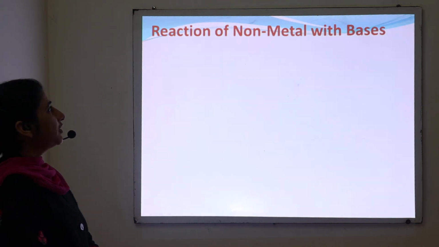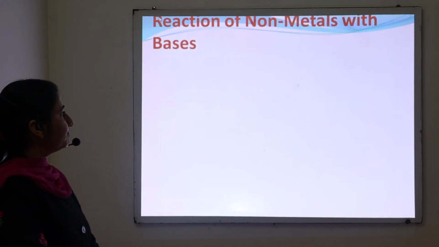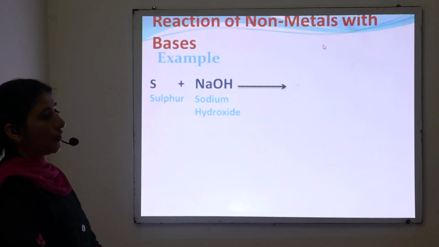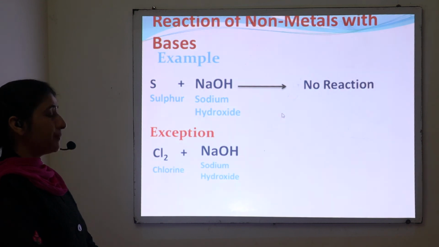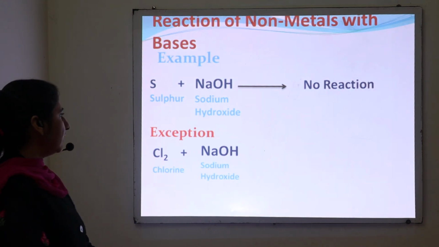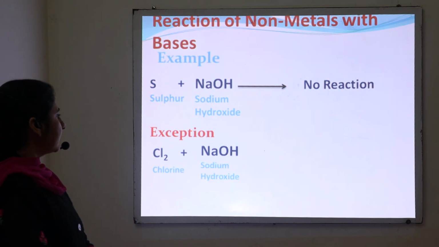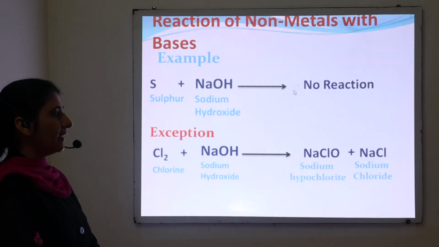Next one is the reaction of non-metals with bases. Generally, non-metals do not react with bases. For example, sulfur does not react with sodium hydroxide. But there are a few exceptions of non-metals that react with sodium hydroxide or bases. Here I am taking the example of chlorine. Chlorine reacts with sodium hydroxide to form sodium hypochlorite along with sodium chloride.